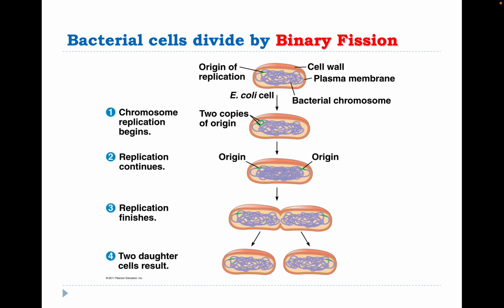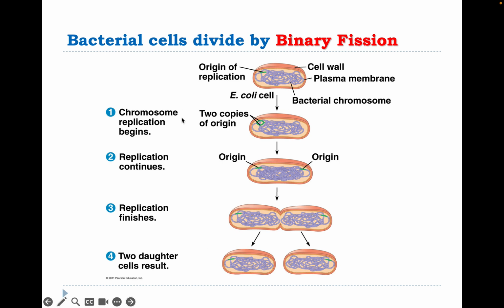All right. So we've covered eukaryotic cell division by mitosis. Next, we're going to talk briefly about how prokaryotic cells divide. And prokaryotic cells divide by a process called binary fission. It's similar to mitosis, but much simpler. Because remember, prokaryotic cells have just one chromosome, and they lack a nucleus. So things are more straightforward.